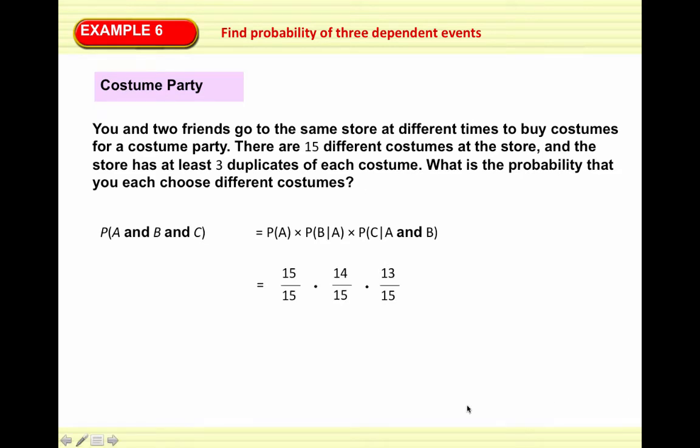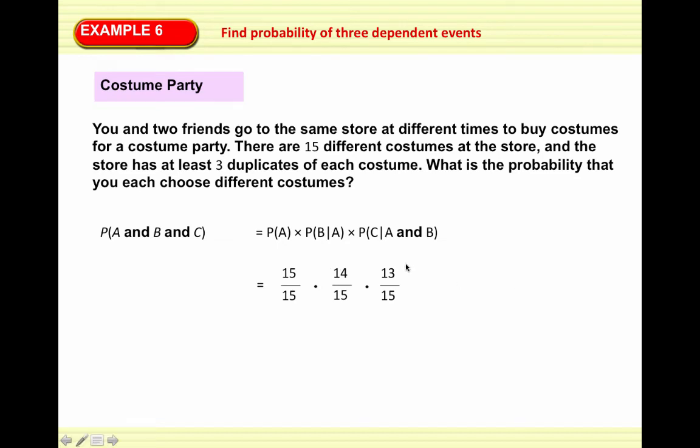So when you go to the store, or whoever goes first, we'll say it's you, there are 15 out of 15 costumes you can choose without worrying about having gotten the same costume someone else did. Now, there are still 15 choices for your first friend that goes to the store, the second person. But if we're looking at the event where everybody has a different costume, there would be 14 options for the second friend to pick from for y'all to have different costumes.